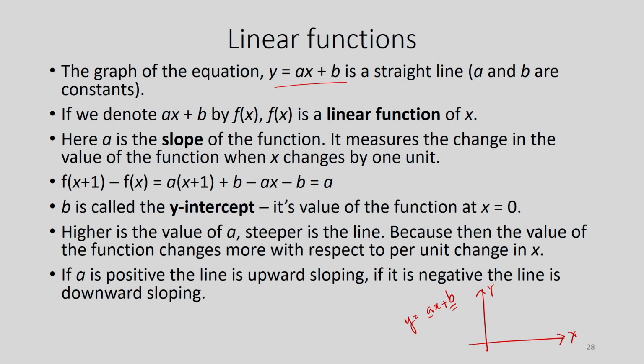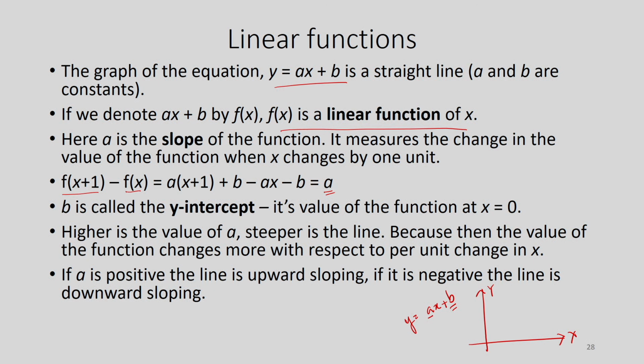Now, ax plus b, if we denote it by f x, then f x is a linear function of x. Here a is the slope of the function, it measures the change in the value of the function when x changes by 1 unit. So, if I take f of x plus 1, and from that I deduct f x, what do I get? F of x plus 1 is a multiplied by x plus 1 plus b. From that I deduct a x plus b, so it becomes minus b, and so some terms will cancel out and we are left with a.